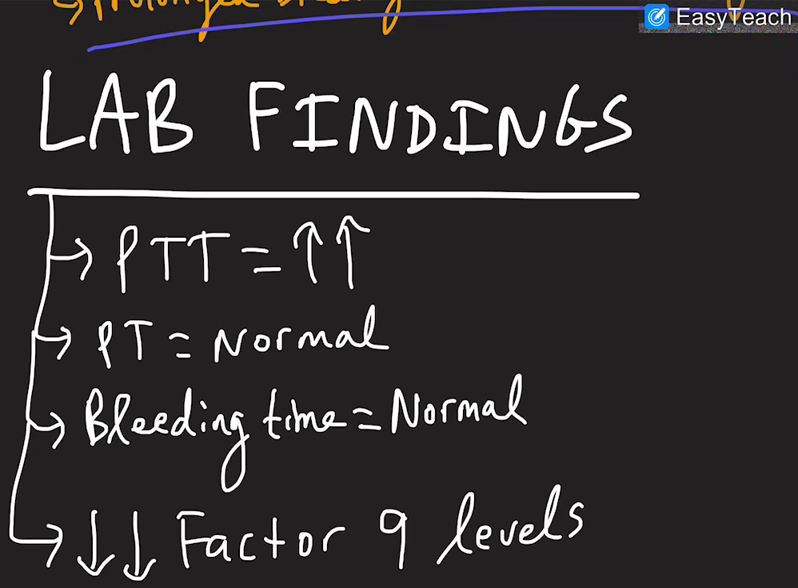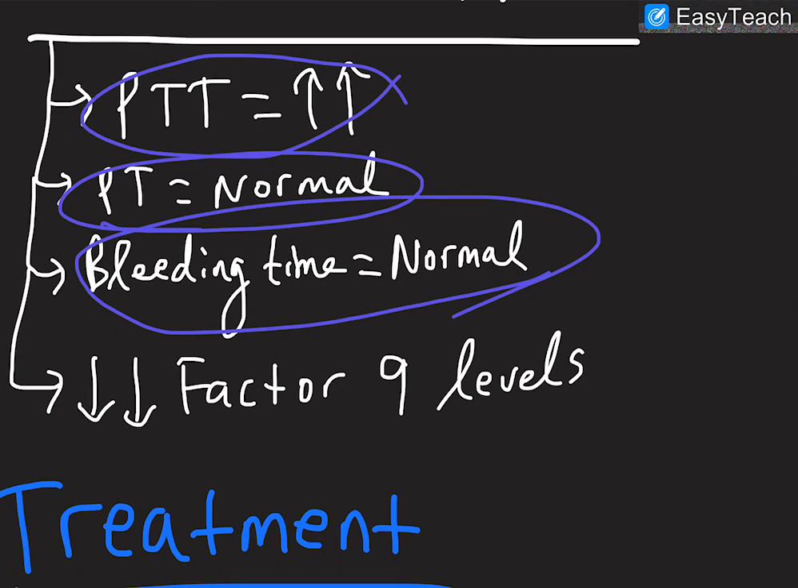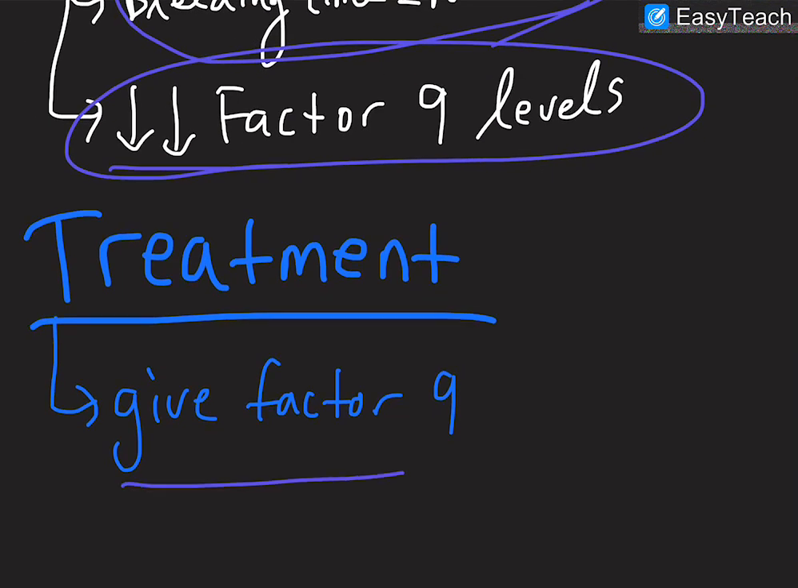So what lab findings would you see? Well, remember, factor 9 is part of your intrinsic pathway. How do we measure that? PTT. So PTT will be elevated. Are there any problems in factors 3 and 7? No, so the PT is normal. Are there any problems in your platelets or your platelet count? No. So your bleeding time is normal. You just have a deficiency in factor 9. So then the treatment would be to give recombinant factor 9. So you would see mucosal bleeding, you'd see more deep tissue bleeding.